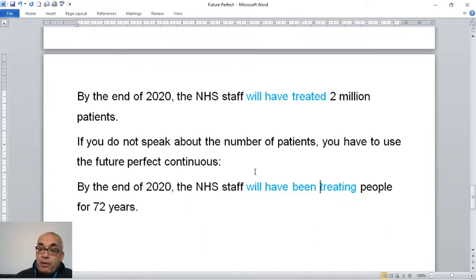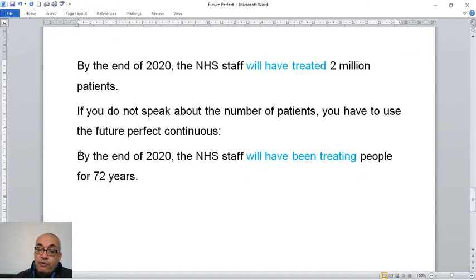If you speak about the number of people, you use future perfect, yeah? If you don't speak about the number of people, you have to use future perfect continuous. But don't forget, we have to use by the end of 2020. It means from this moment in time until the end of 2020, NHS staff will have been treating patients for 72 years. And this is the future perfect continuous, and as you can see, it has 4 verbs.